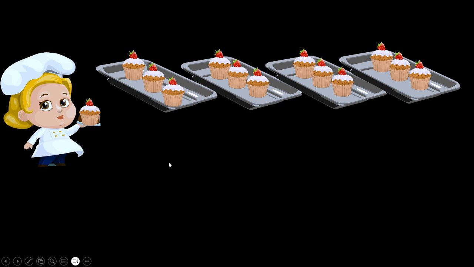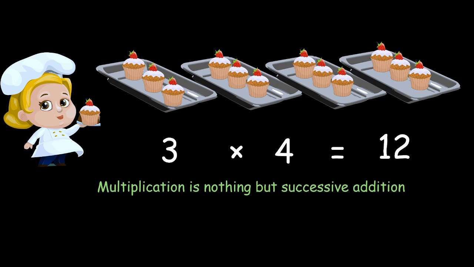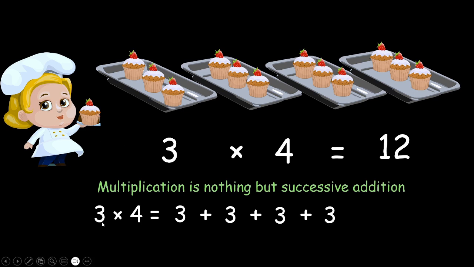Since each tray has 3 cupcakes and there are a total of 4 trays, that is 3 into 4, that is 12 cupcakes. Now we know that multiplication is nothing but successive addition. So we can write 3 into 4 as 3 plus 3 plus 3 plus 3. That is 3 added to itself 4 times, and that is equal to 12, right?